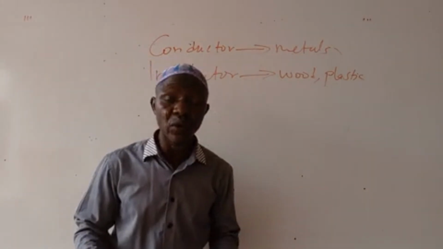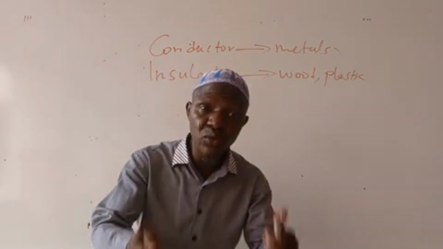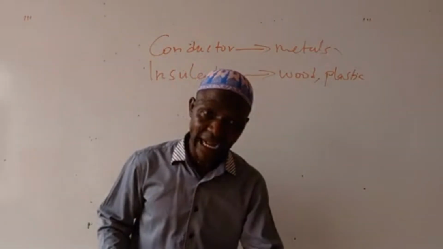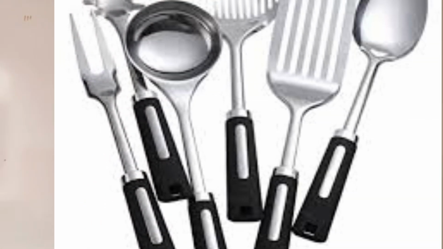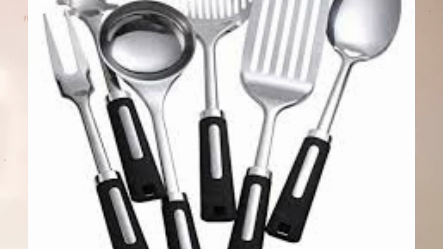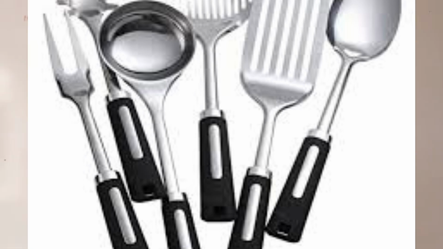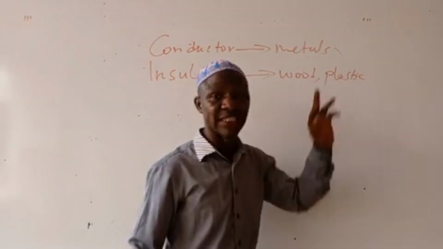Especially when we are talking about the handle of our cooking utensils. As our cooking utensils are made of metal, if the handle is also made of metal, automatically when the pot gets hot, we find it difficult to handle or carry. So the handle is made of something that will not conduct heat. Most of our cooking utensils have handles made of either wood or plastic.